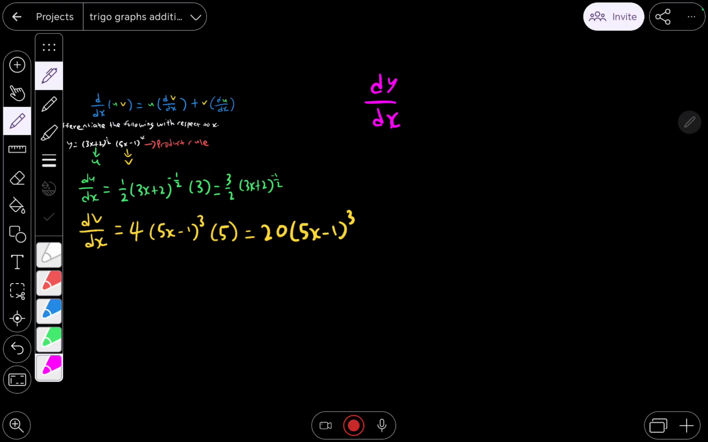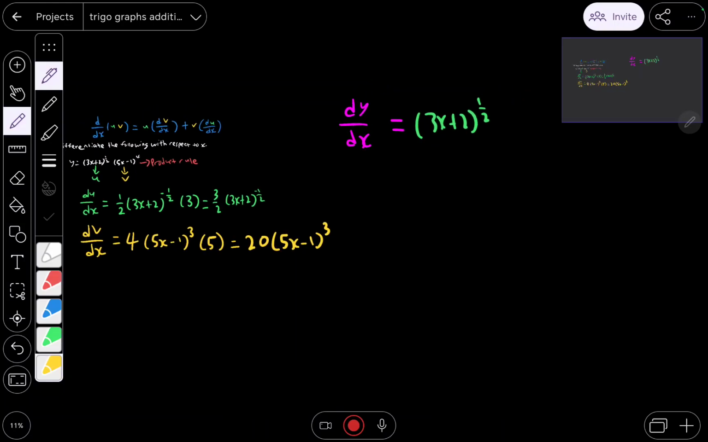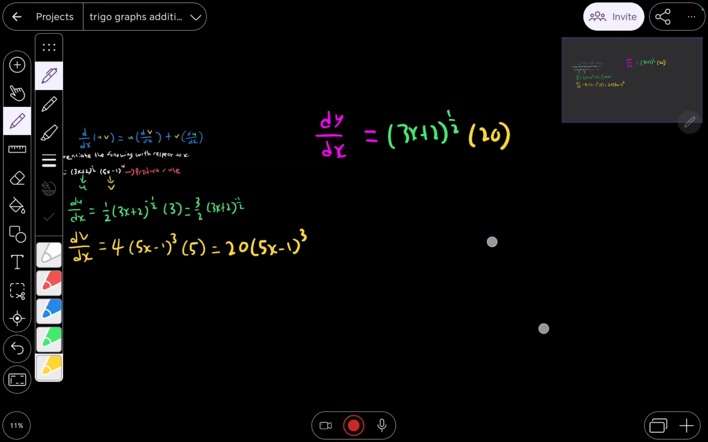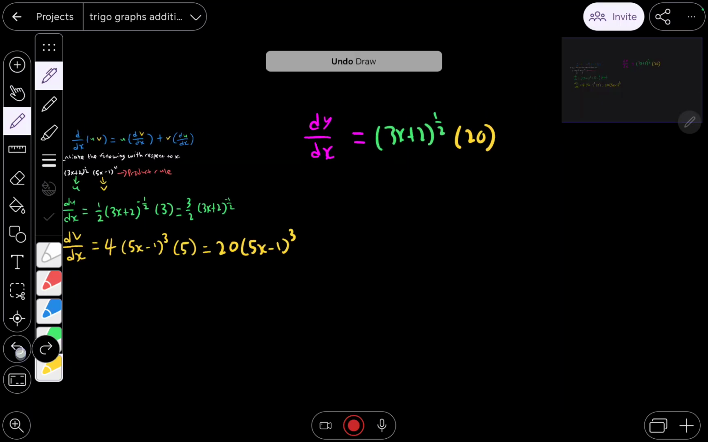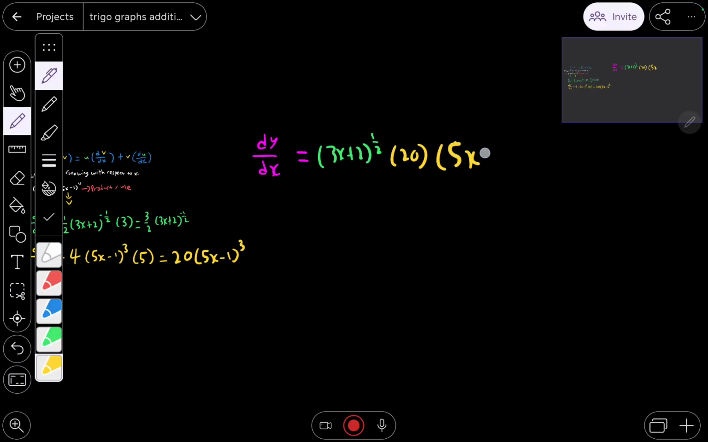So uv, right? So let's go. I'll just write in green. So u, we have (3x + 2) to the power of half, and now your dv over dx. So your dv over dx will be 20. Actually, I can write like this, so I will show you. Or I can write a square bracket 20.